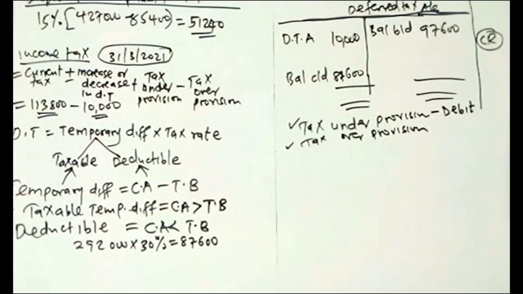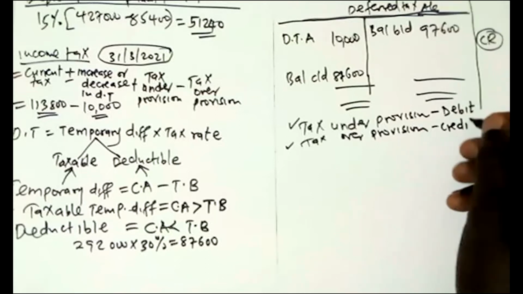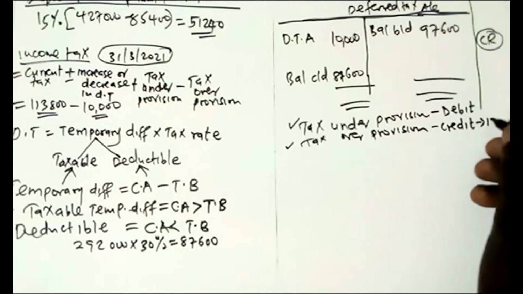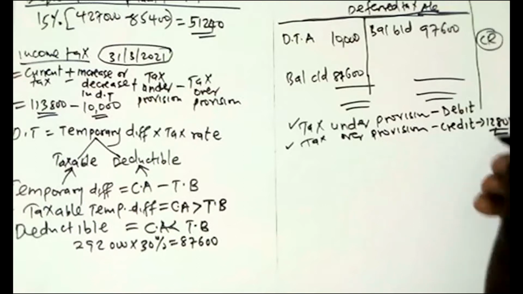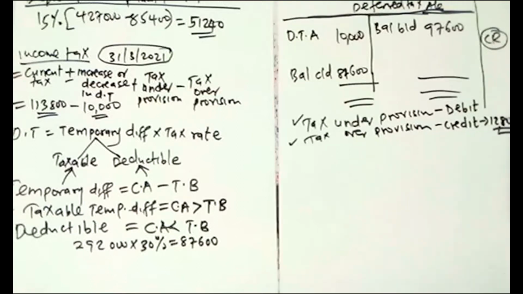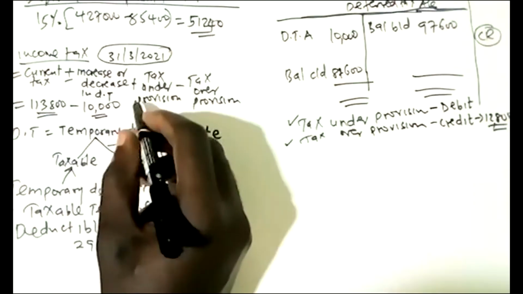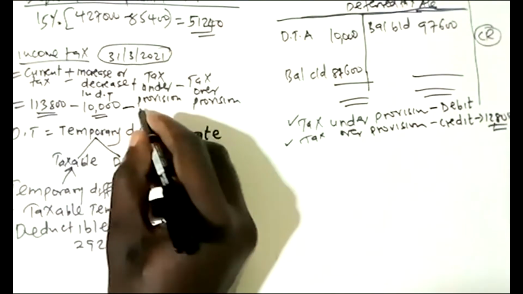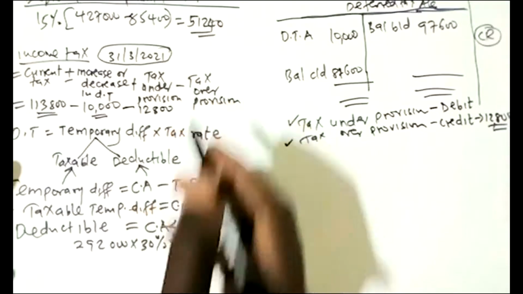The over provision is what they overpaid in the previous year. They were supposed to pay 10, but they paid 12, so they over provided by 2 million. An over provision will reduce the tax of the current year, so it's an income in the current year and appears on the credit side. This means the 12,800 appearing on the credit side is a tax over provision, which will reduce the tax of the current period.